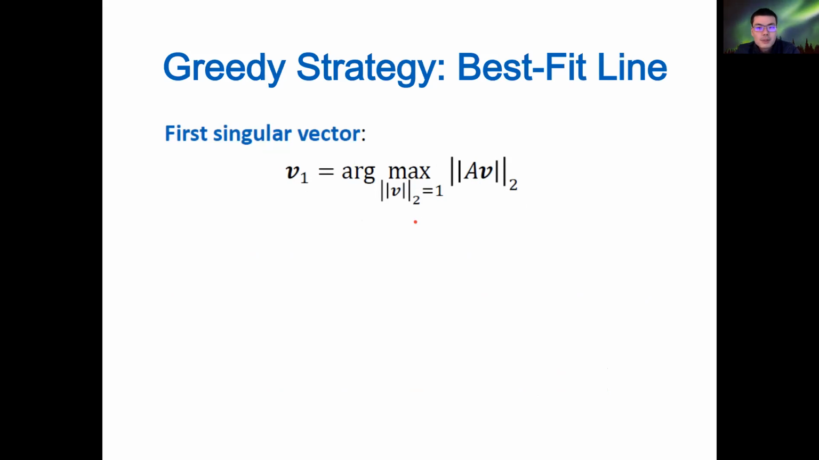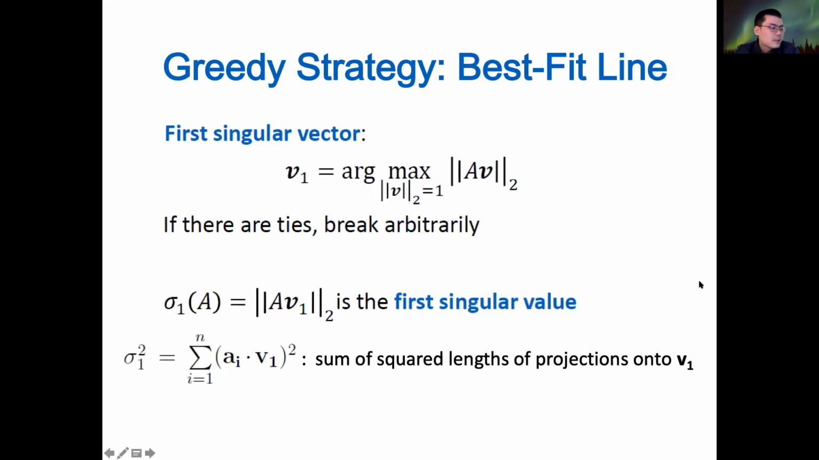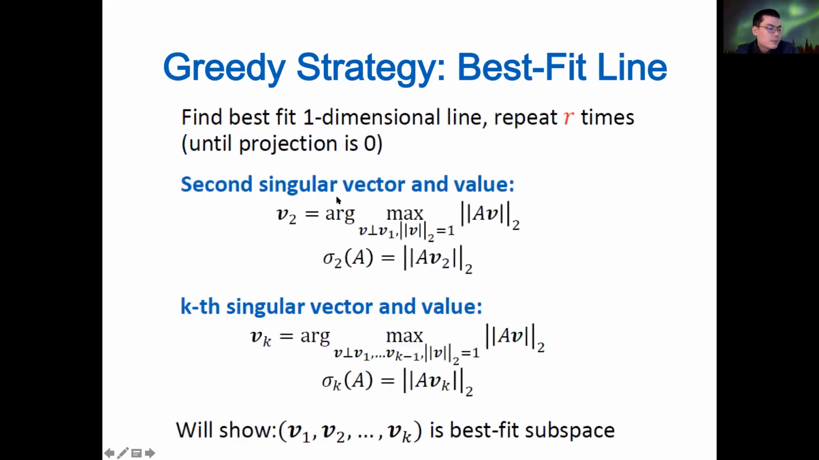So this is what we covered last time. It's just a quick recap. And then we also define, what if we find such a V1, and we put V1 here, then this value becomes sigma 1. I think we've described this.